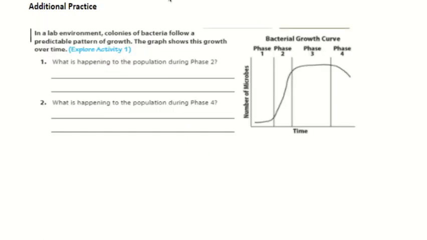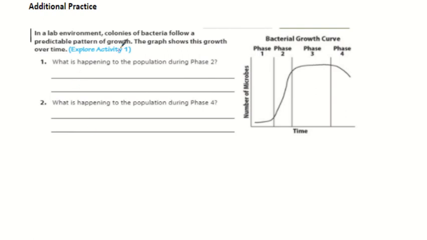Okay, so on this one right here, you're going to figure out what's happening. I want you to describe what you think is happening for the population during phase two, and then what you think is happening during phase four. This is a bacteria growth curve for the number of microbes. So pause it, try to answer those questions.